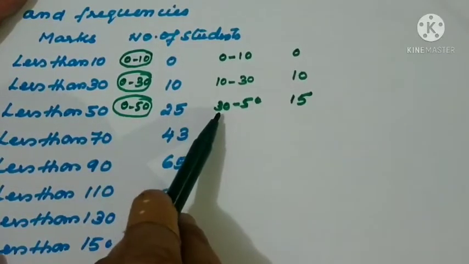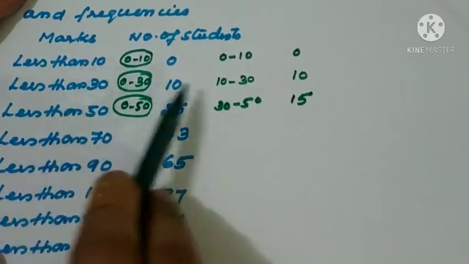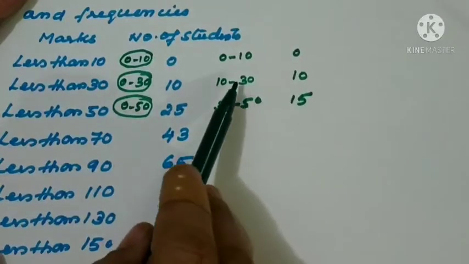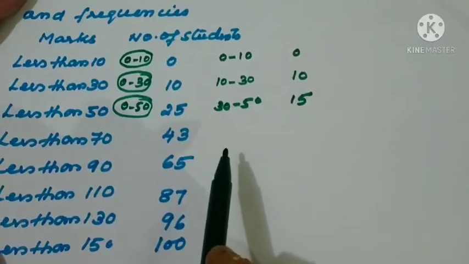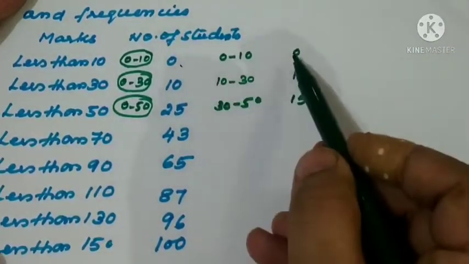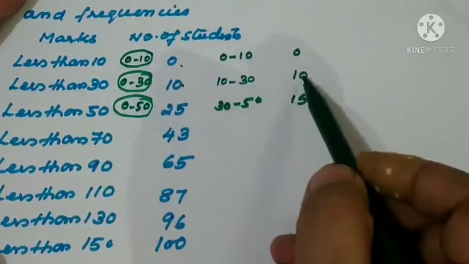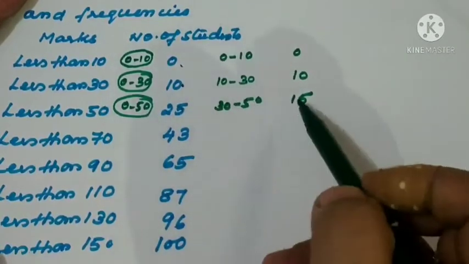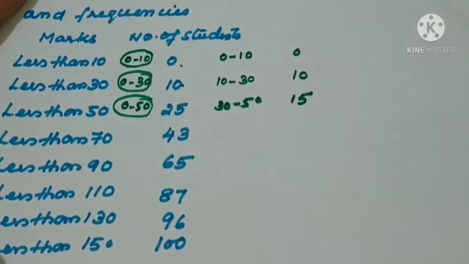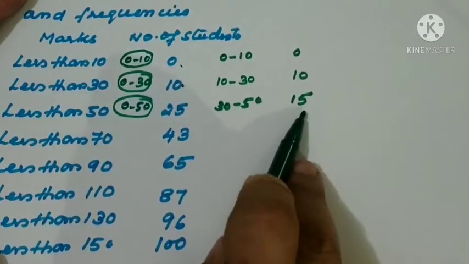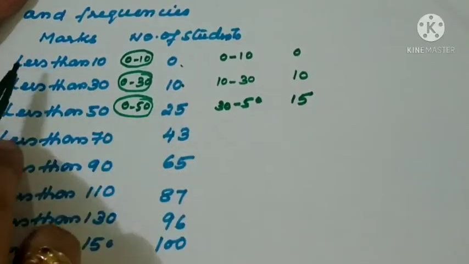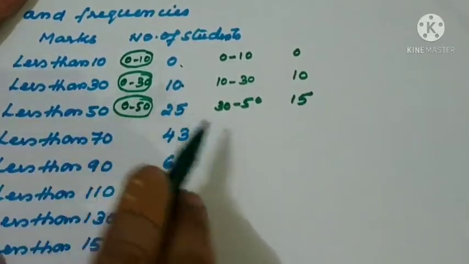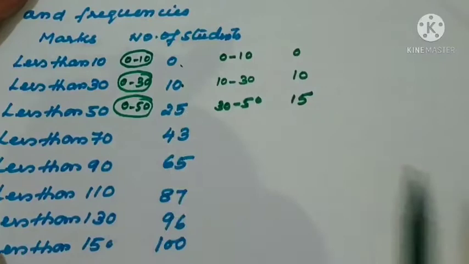But our class interval is how much? It is only just 30 to 50 and 10 to 30. So that means we should take the difference of successive class frequencies. So 0 is coming, 10 minus 0, 10 is coming, 25 minus 10, that is 15 is coming, right? So 30 to 50, how many children are there? Only 15. But here they showed 25. So 0 to 50, how many are there? Understood? So that is why 25 is coming.